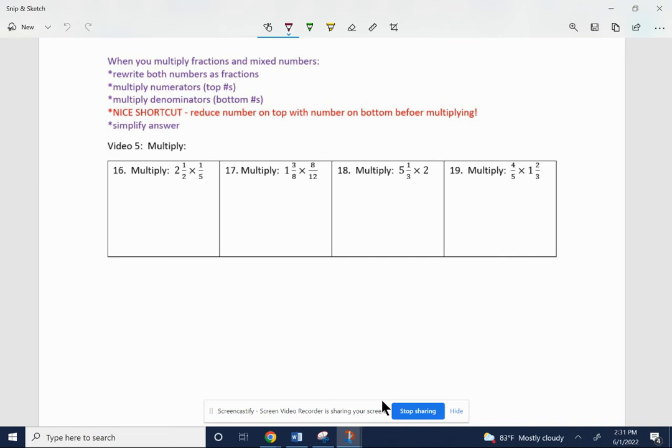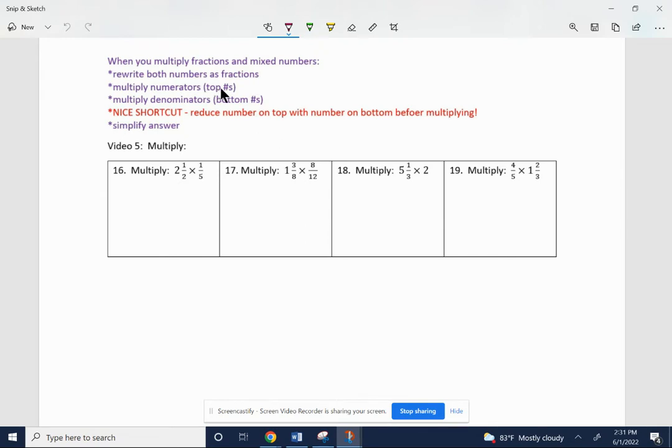Okay, we are going to be multiplying fractions and mixed numbers. Whenever you multiply anything that involves fractions, you do need to make sure that both numbers are fractions. See, some of these are mixed numbers, like 2 and 1/2. The number 2 here is not a fraction because it's a whole number. We do need to make sure they're both fractions before we multiply. So we have to do that.